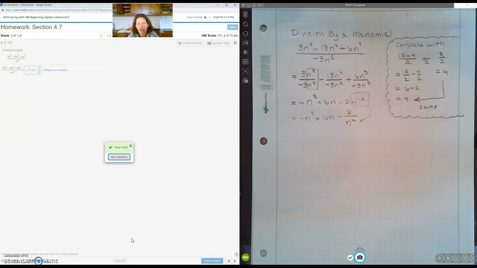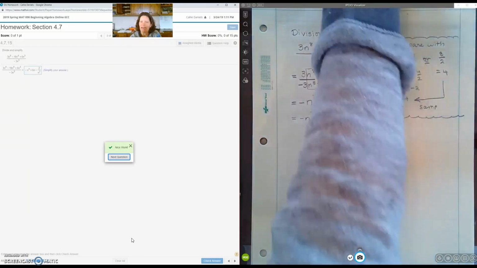This is division by a monomial. Don't make these too hard. Just divide into each term.